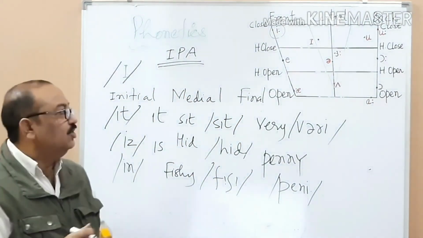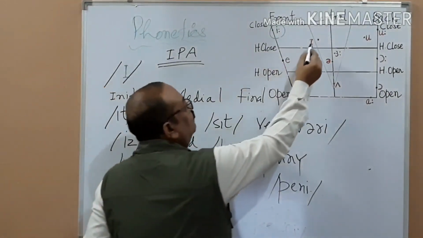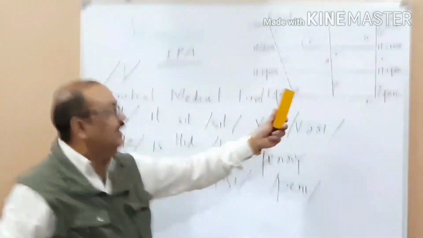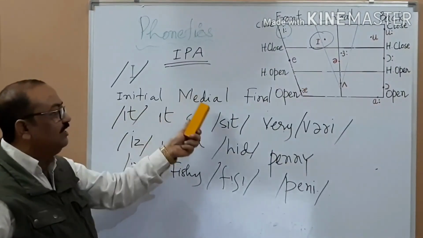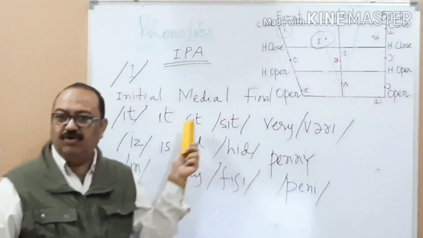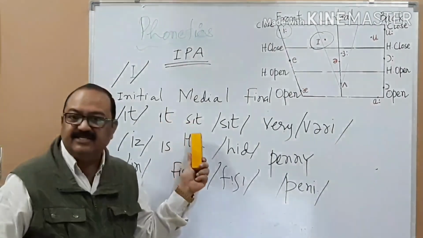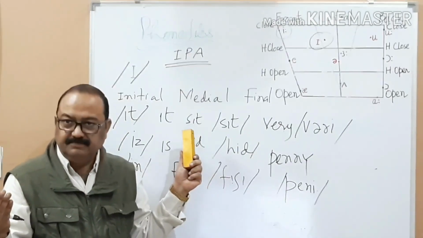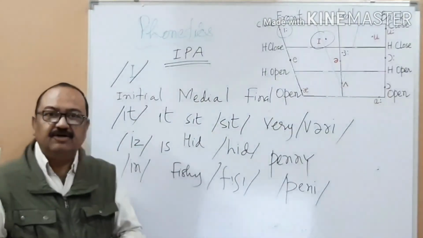Okay. So you have learnt two vowel sounds, long E and short E. And we have seen the initial, medial, and final positions of these two. And besides this, we have also learned the three-term description of these vowel sounds.